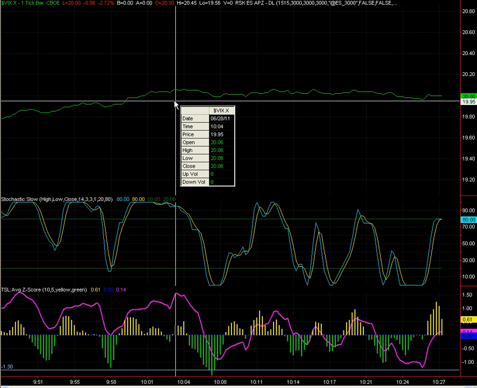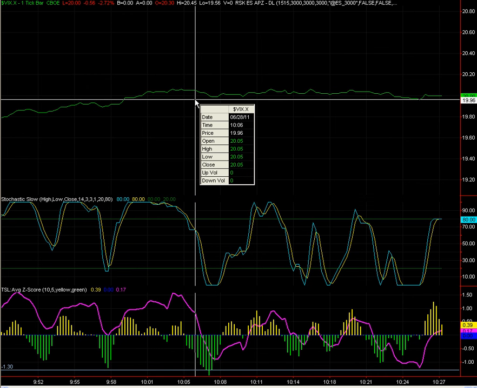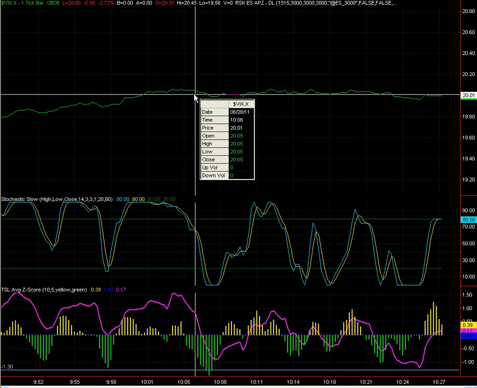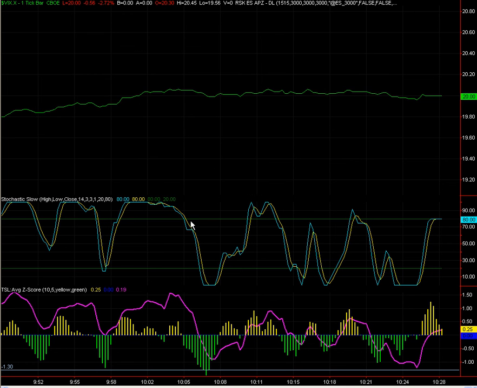10:04, VIX goes a little bit higher. 10:05, 10:06, VIX hasn't gone any higher, and now look at the Z-score. Z-score is clearly starting to drop. Your stochastic is clearly starting to drop. Now, granted, this is a one-tick VIX, but believe me, you need to pay attention. VIX does not move that much, and when it does move, there's generally a reaction.